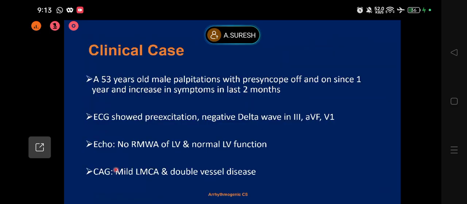Coming to the clinical cases: a 53-year-old male with palpitations and pre-syncope on and off for 1 year, and he had an increase in symptoms in the last 2 months.